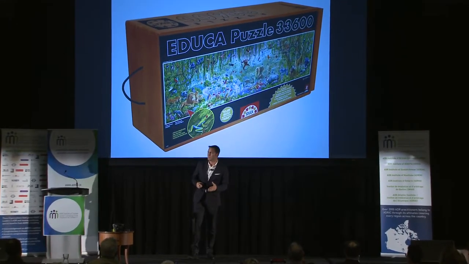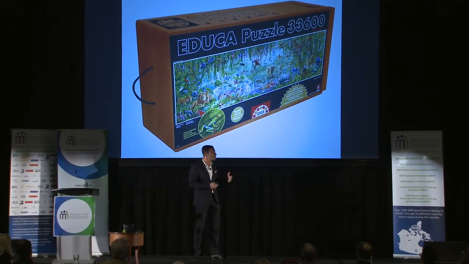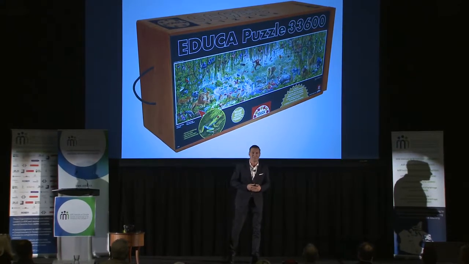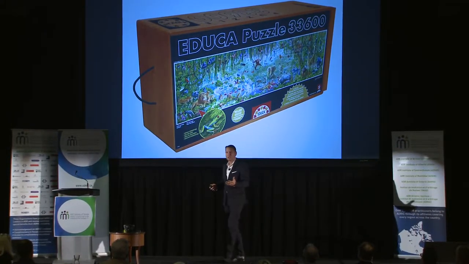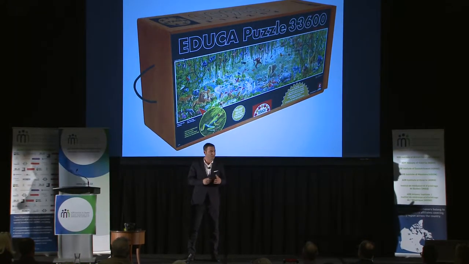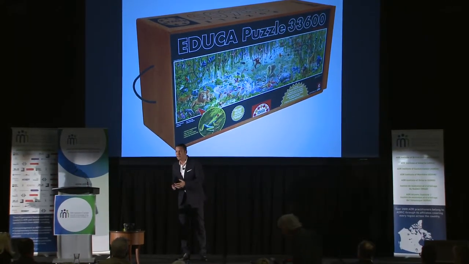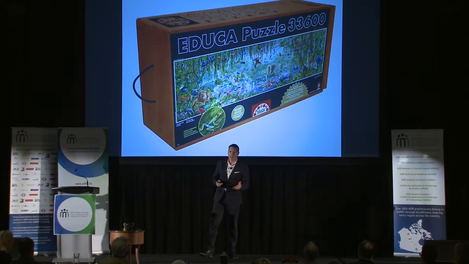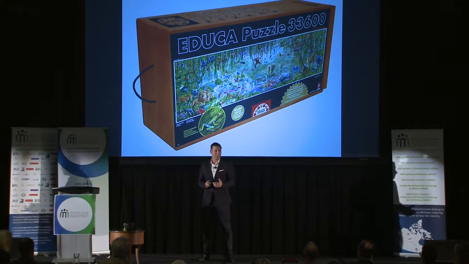What you do when you actually solve one of these puzzles is you take a look at the picture on the box and you work your way backwards. And that's what research indicates is pretty much the best way to solve any puzzle: you look at what the solution looks like and then start working your way backwards. So the question I have for you is, how do you solve a human puzzle?